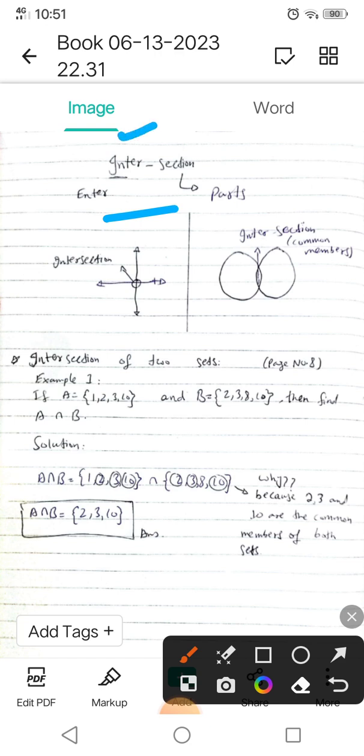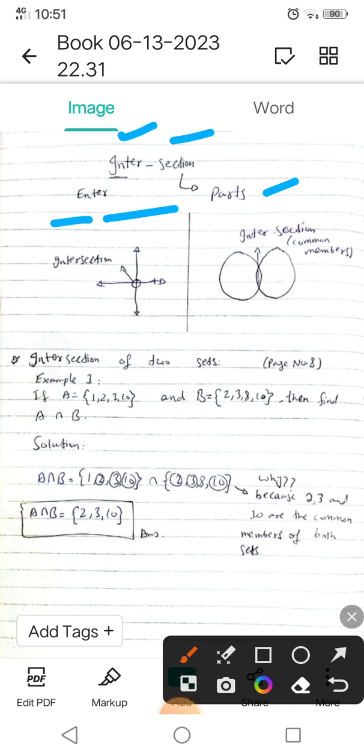Firstly, the meaning of intersection: this word is a combination of two words, inter and section. Section means parts, and inter means to enter into something. Even if we are entering a room or an office, it is called entrance.